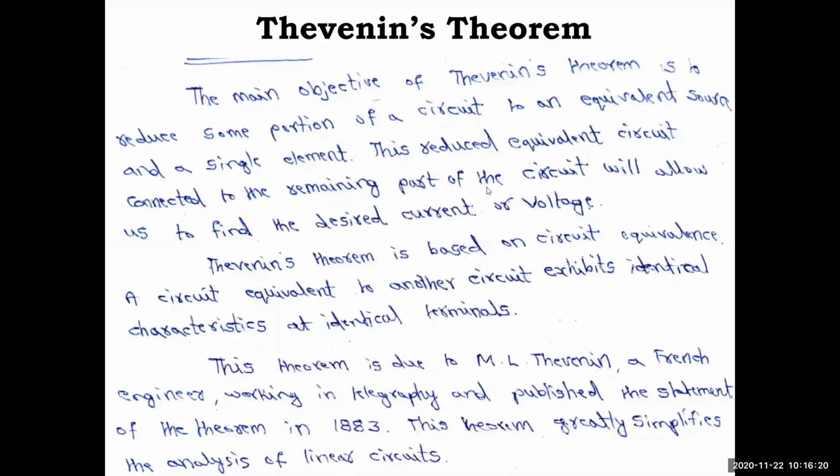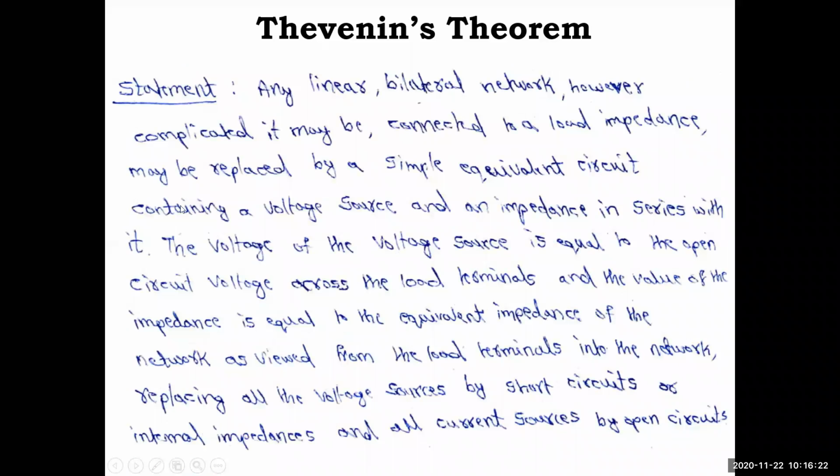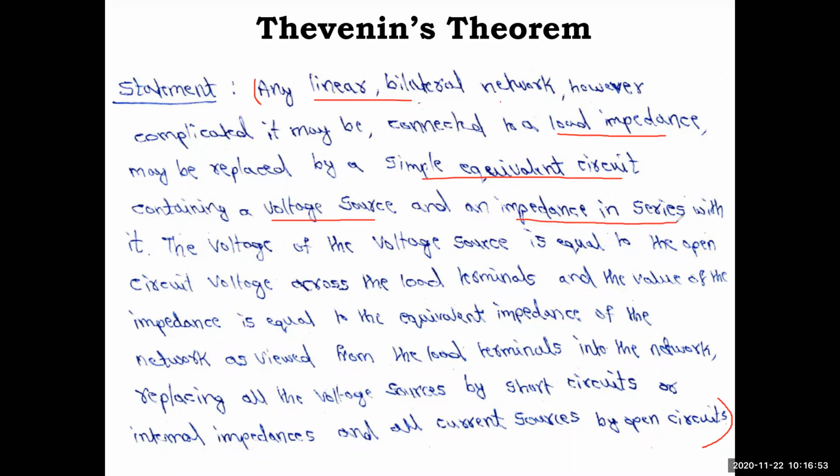It is a detailed statement. It looks very lengthy, but it is elaborated in a neat, simple, lucid manner. So from here to here you have to write the statement. What is the statement? Any linear bilateral network, however complicated it may be, connected to a load impedance, may be replaced by a simple equivalent circuit, and that simple equivalent circuit contains a voltage source and an impedance in series with it.